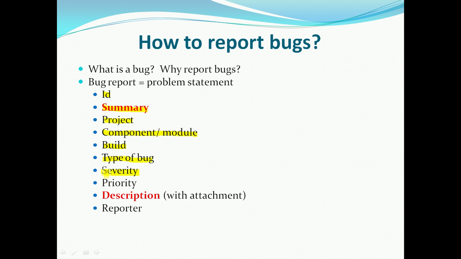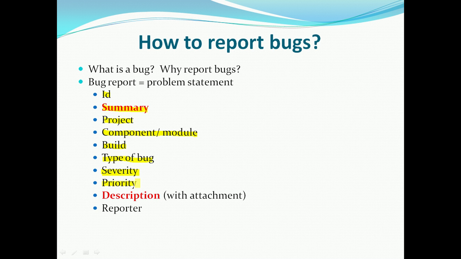Just as severity indicates how severe the bug is in terms of its overall impact on the system, priority is another piece of data that you have to provide in the bug report, and priority indicates how important it is to fix the bug sooner rather than later. So the priority can also range from very high, medium, low. So priority can have a number of values.